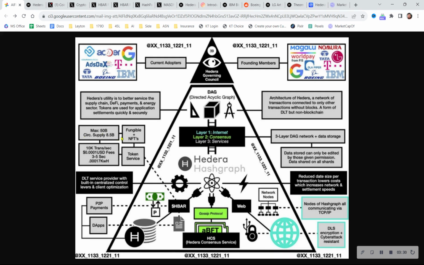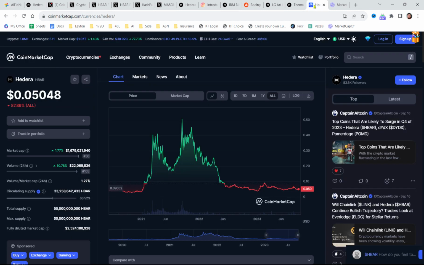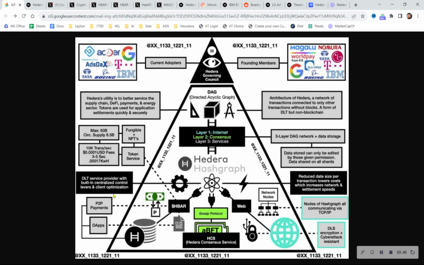So there is a maximum of 50 billion HBAR. It says here that it's only got 8.5 in circulation. This is old. It is currently around 33, which is much, much larger, and that has hurt the price action of HBAR. But with the amount of enterprise adoption and the potential that it has, and it has shown to have, I think it has a lot of opportunity here.